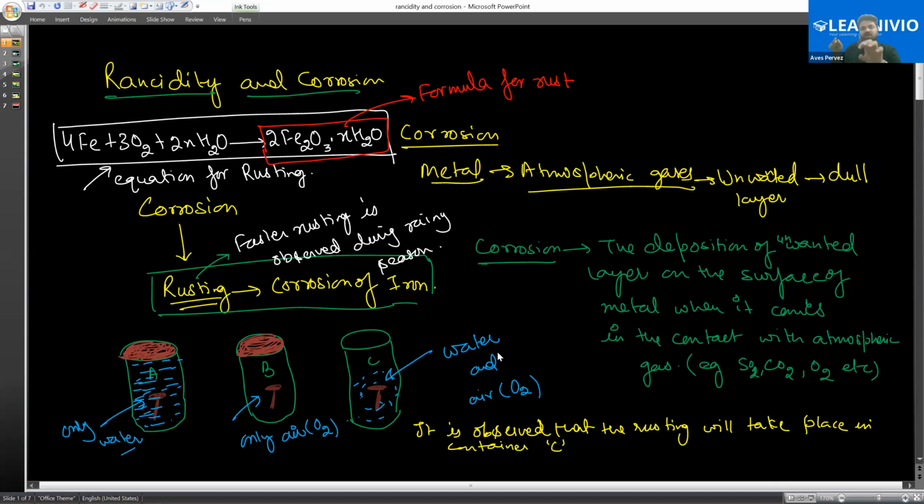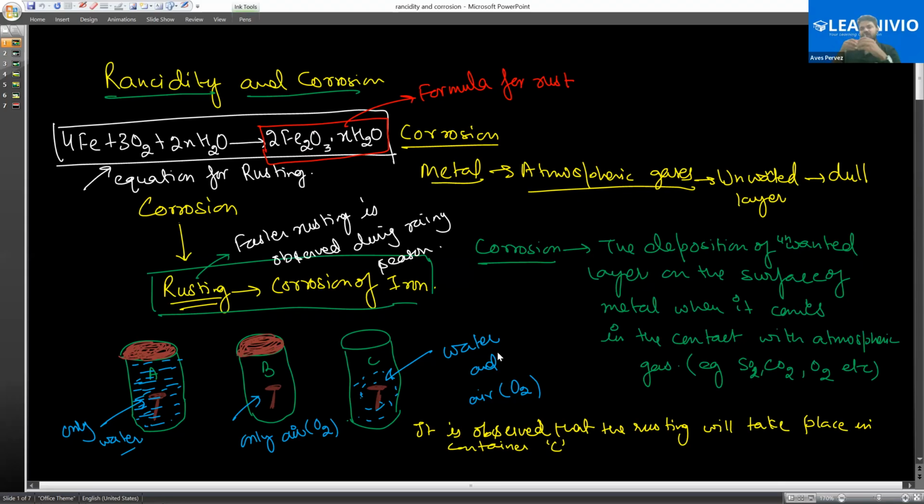of unwanted layer. Because of that, metal becomes dull in appearance. It starts showing different colors, like copper has a brown color, silver has a gray color. But when it comes in contact with atmospheric acid, it turns black. So we'll simply say that if metals come in contact with atmospheric gases, and because of that it changes its color, we call it corrosion.